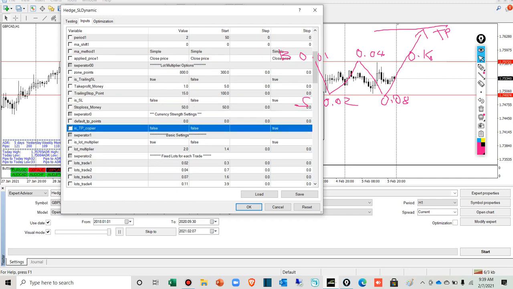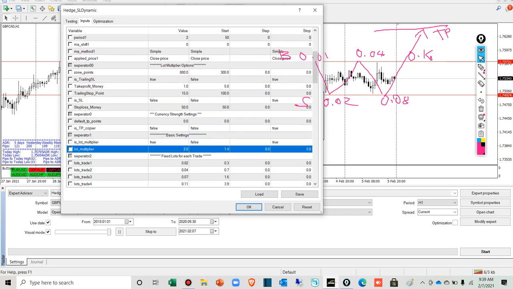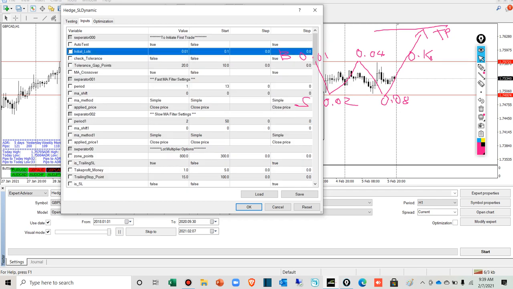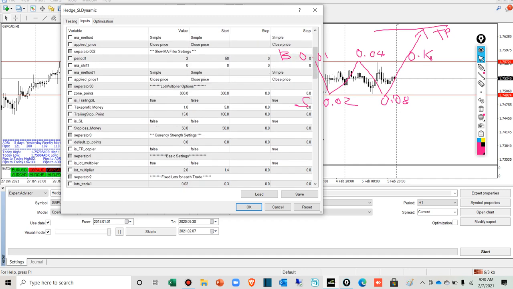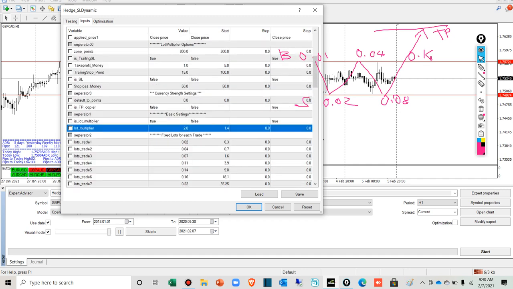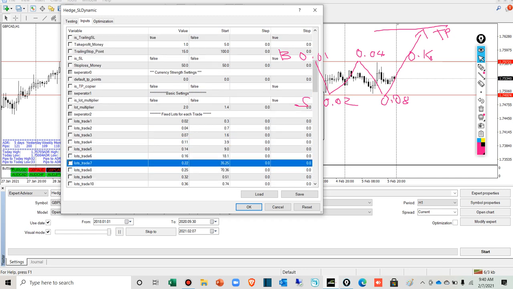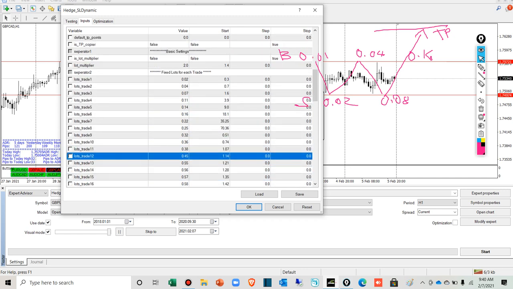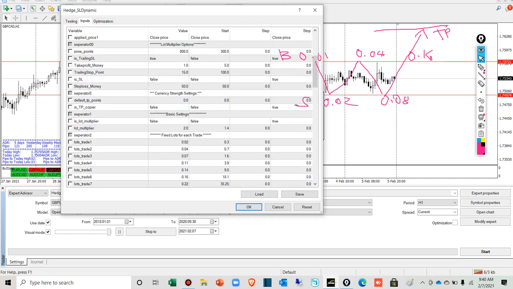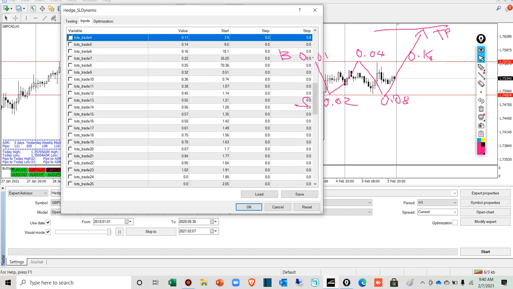Now we are proceeding to the multiplier. This multiplier will multiply your initial trade. As you can see, if I use true times 2, 0.1 times 2 is 0.2, 0.2 times 2 is 0.4, and this is how the multiplier works. Meanwhile, if you don't want to use the multiplier, you can put false. You can manually feed the counter hedge, which is sometimes very good because you can minimize the drawdown further. This is the beauty of this expert advisor.